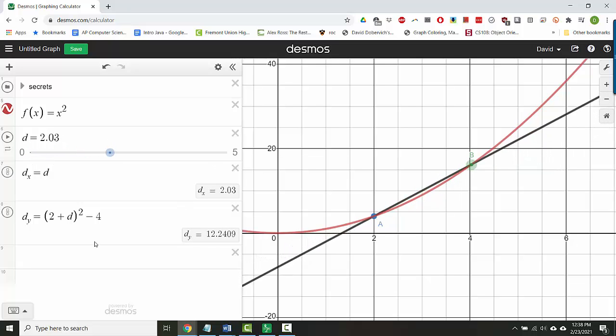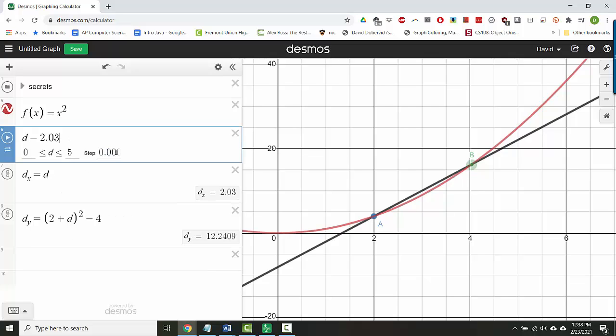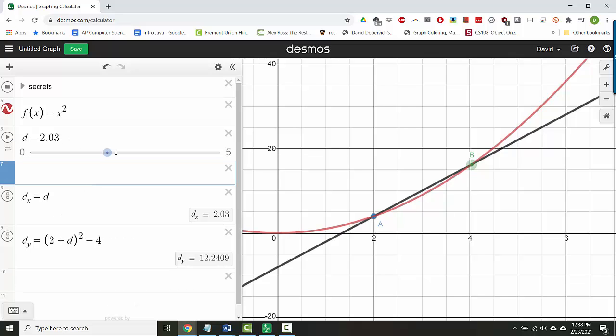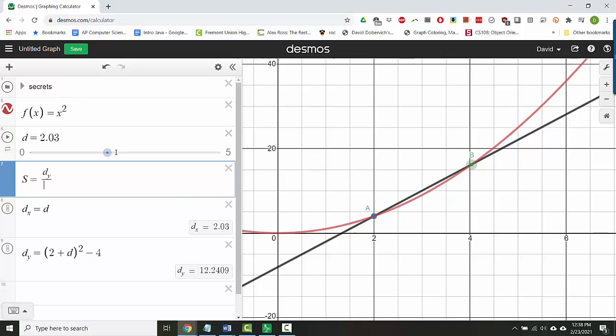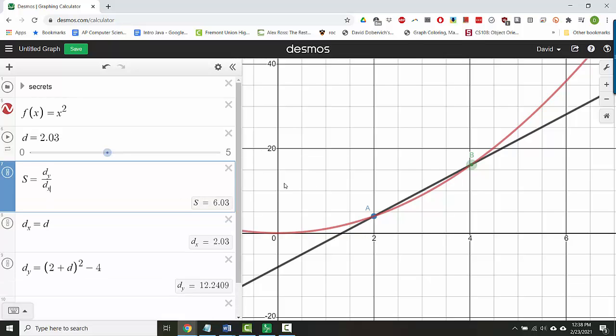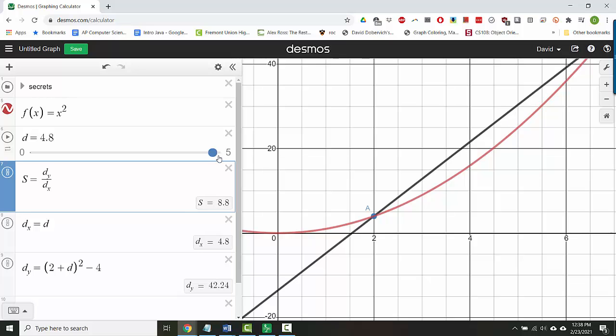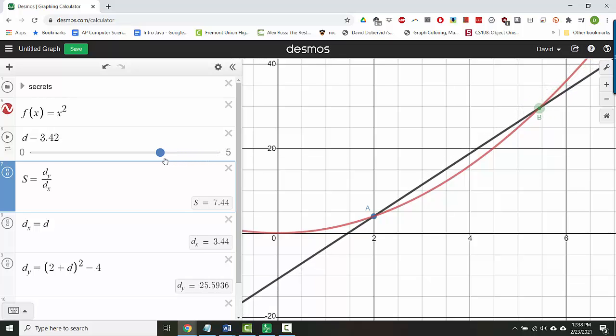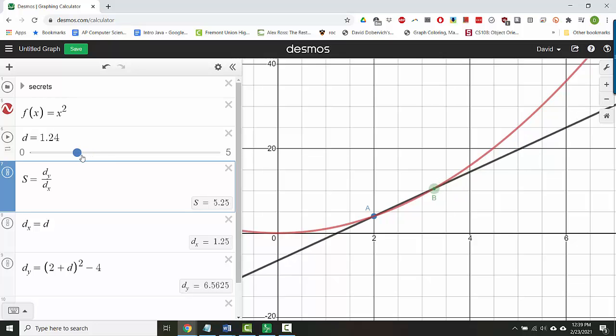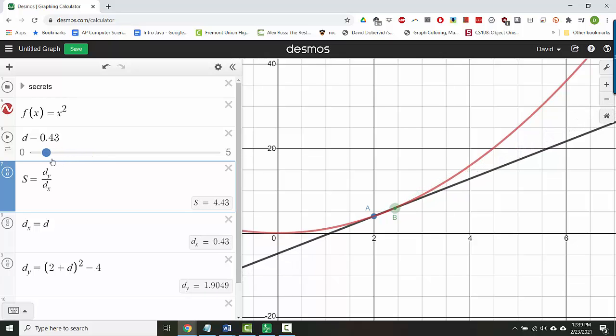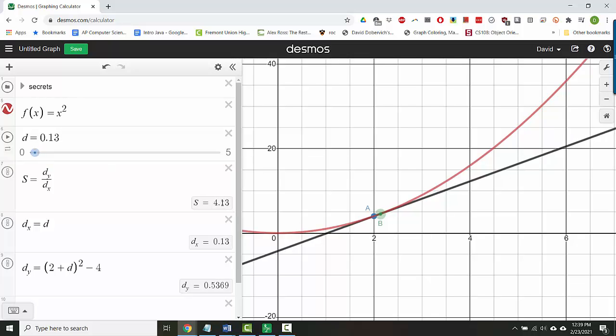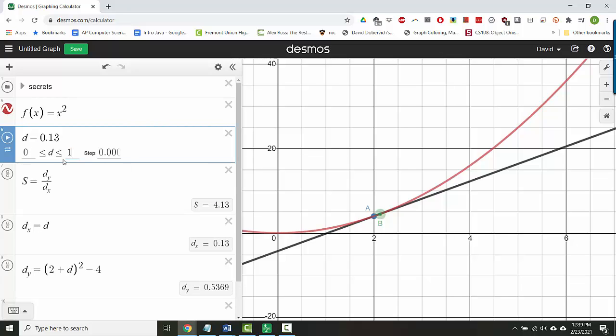So each of those is approaching 0, but remember slope is the ratio of those two. So S is what I'm going to write for slope. Slope is change in y divided by change in x. So now watch what happens to the slope here, as my distance is getting smaller. Delta x is going to 0, delta y is going to 0, but the slope is getting closer and closer to a number, 4. Here, let's make the step even smaller.